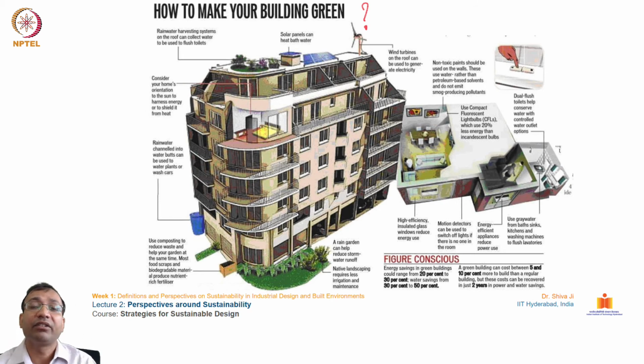There are several corrective measures which can be taken in the different components and parts of the building. You can see in this slide, starting from the top, it has windmills, solar panels, and a green terrace garden on top of it.